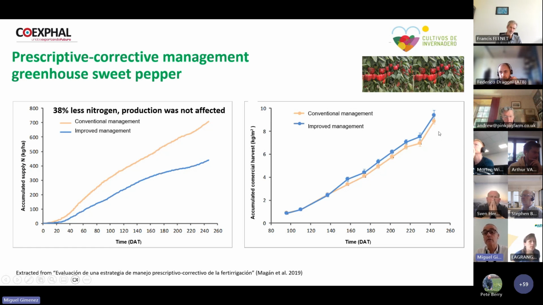So as you can see here, this improved management, despite using less water and much less nitrogen, the commercial harvest was not significantly higher, but a bit above the results from the conventional management. These results have been obtained in a sweet pepper crop. This has been repeated in the most important crops in the area, all of them vegetables.